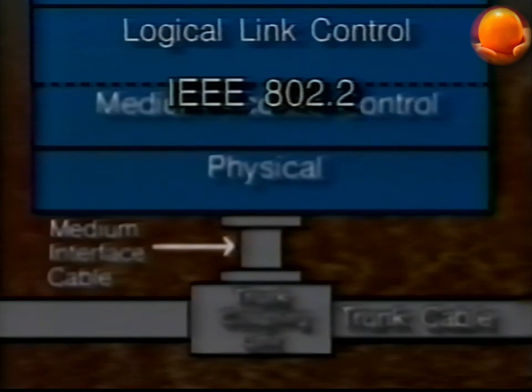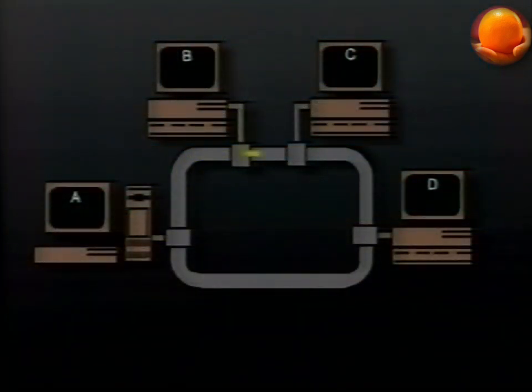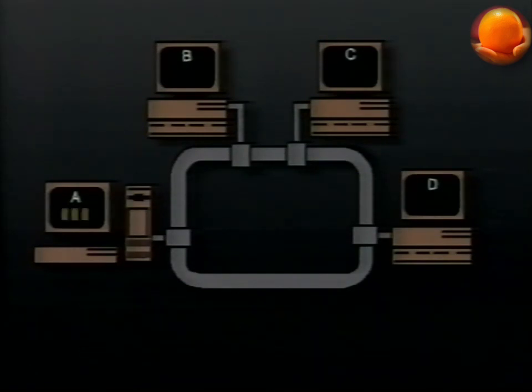The IEEE 802.2 standard defines the logical link control sublayer. IEEE 802.5 defines the components below logical link control. A token ring network consists of a logical ring implemented using a physical ring topology. Data units that flow from station to station around the ring consist of tokens and MAC frames.